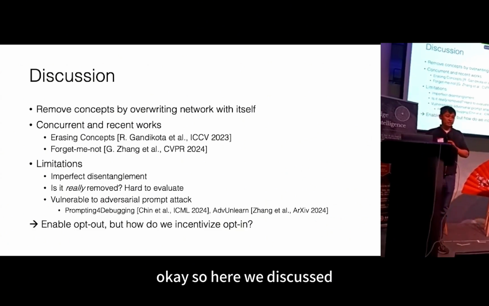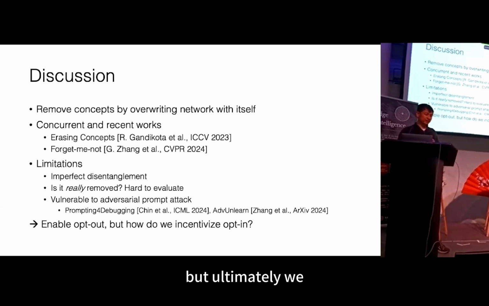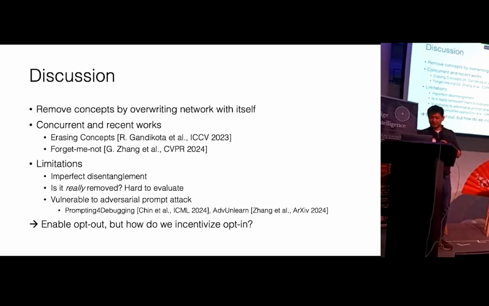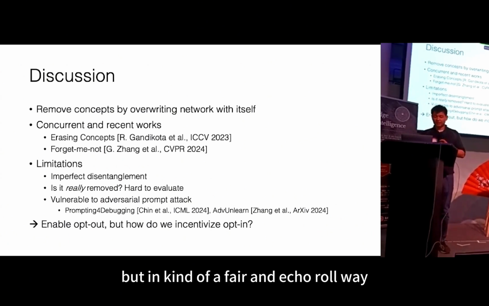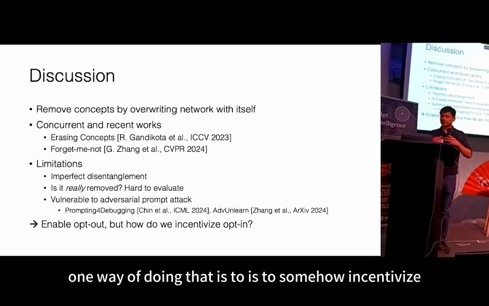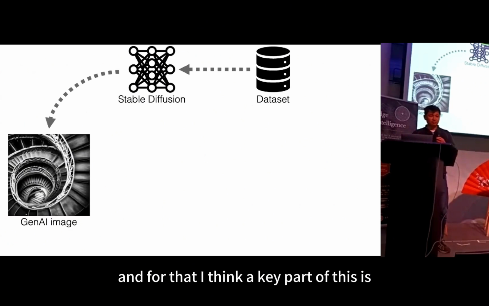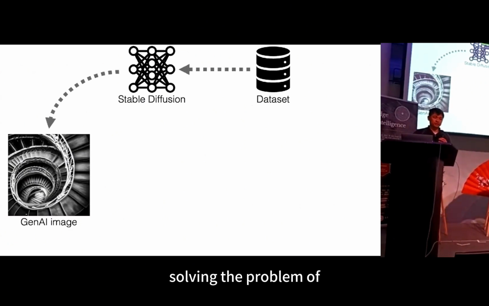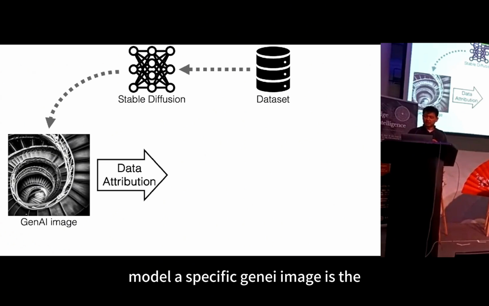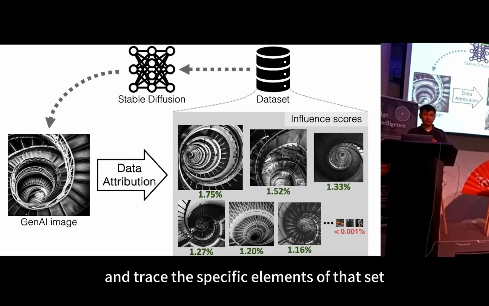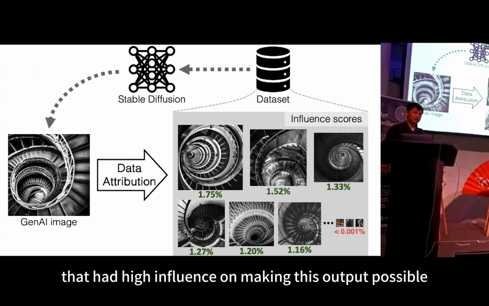Okay, so here we discussed ways of enabling people to opt out of the model, but ultimately we don't want everyone to be pulling their data and opting out. We want people to be participating in the system, but in kind of a fair and equitable way. And so one way of doing that is to somehow incentivize opting in. And for that, I think a key part of this is solving the problem of what we'll call data attribution. Data attribution is, if you look at an output of a generative model, a specific Gen AI image, the ability to actually look back into the original training set and trace the specific elements of that set that had high influence on making this output possible.